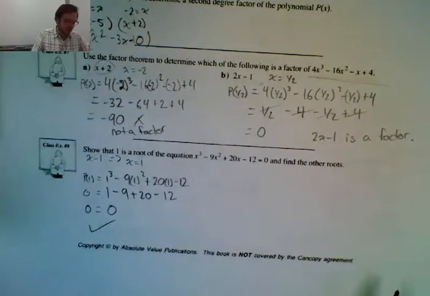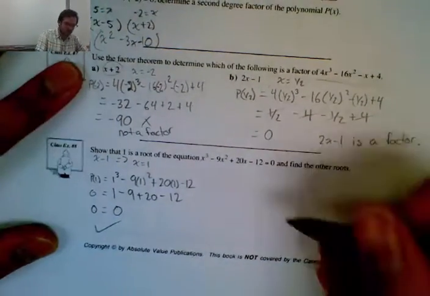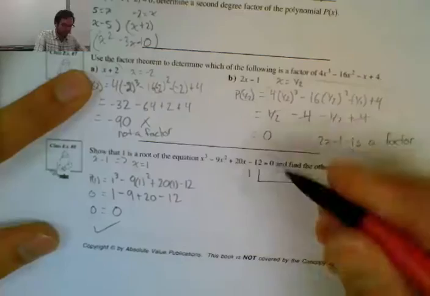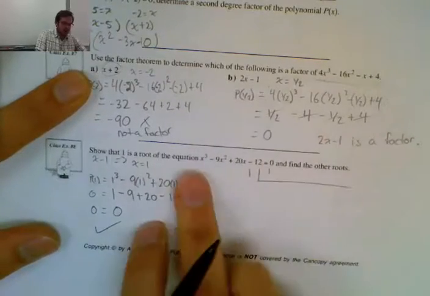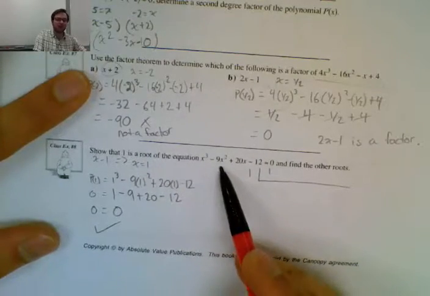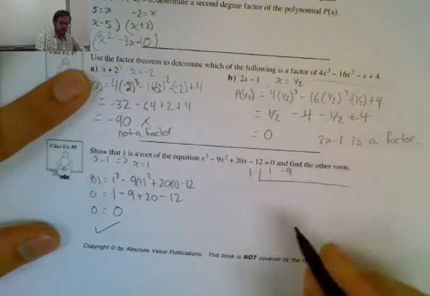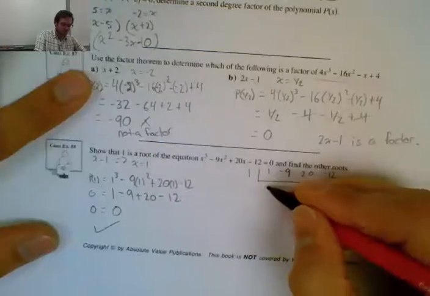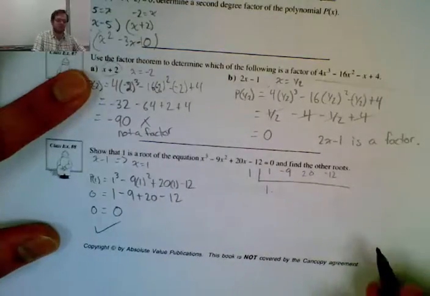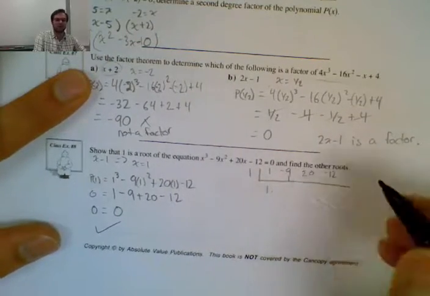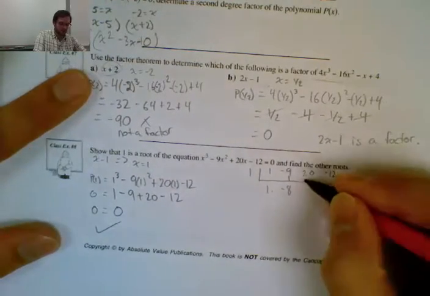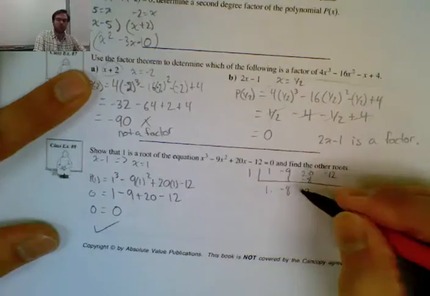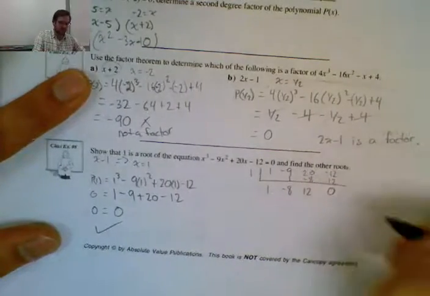Alright, so now that I know that's a root, we're going to try to find my other roots. I'm going to use synthetic division to figure out what's happening here. So we're going to go 1. And we have 1x cubed, then negative 9x squared, and then 20 x's, and then minus 12. So we carry the 1. 1 times 1 gives me 1. 1 plus negative 9 is going to give me negative 8. Negative 8 and 20 is 12. 12 times 1 is 12, and that's 0.